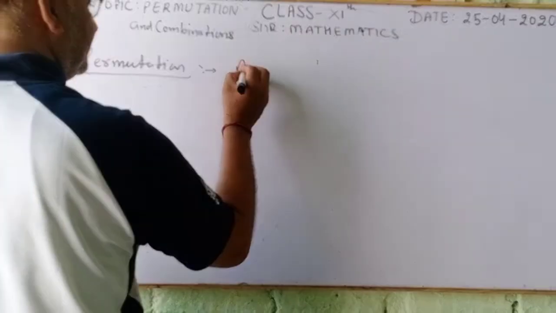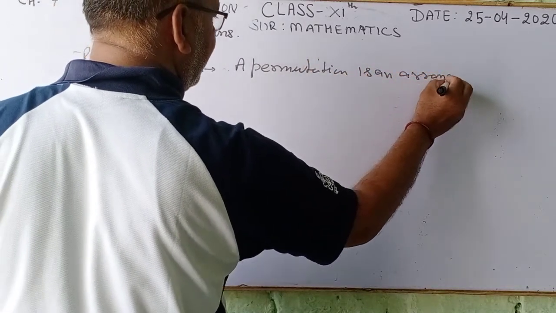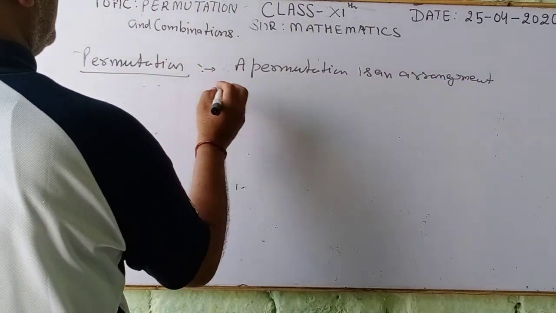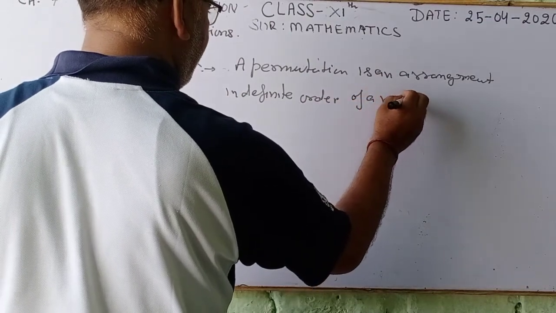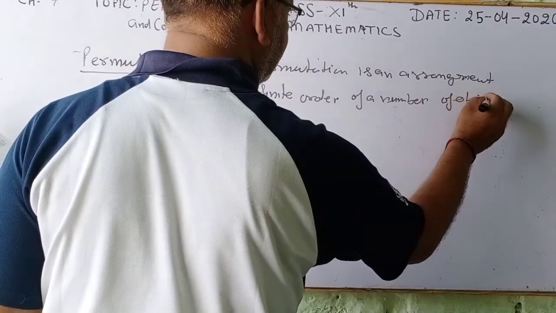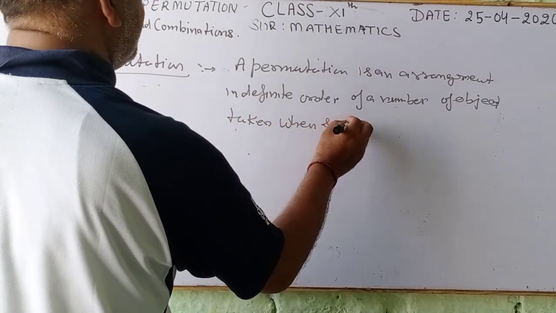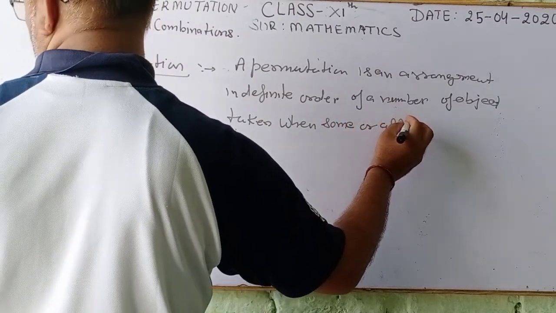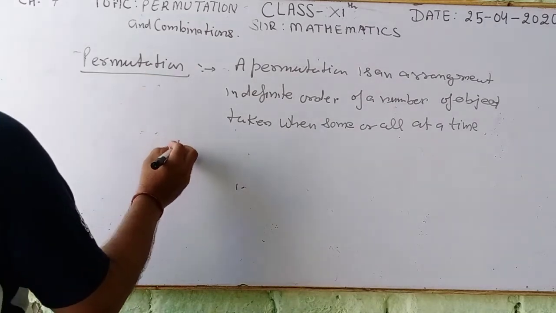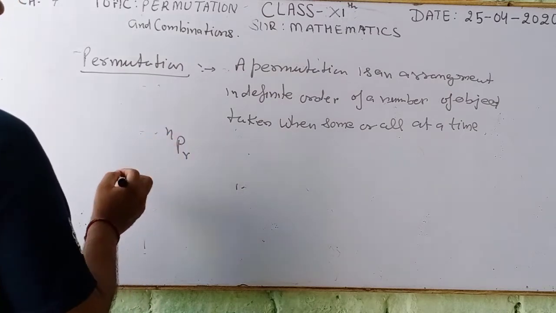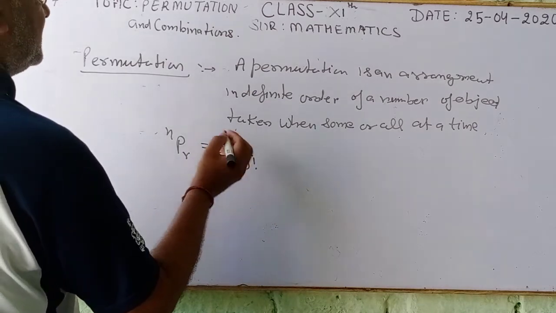Permutation is an arrangement in definite order of a number of objects taken some or all at a time. This is the definition of permutation. We write permutation represented by P, or also we can say nPr, where n is the total number of objects, taken r at a time. So the formula of nPr is equal to n factorial divided by n minus r factorial, and this formula should also be used.